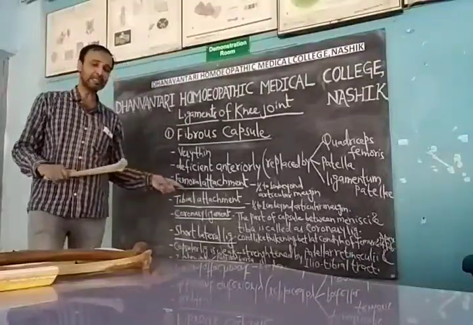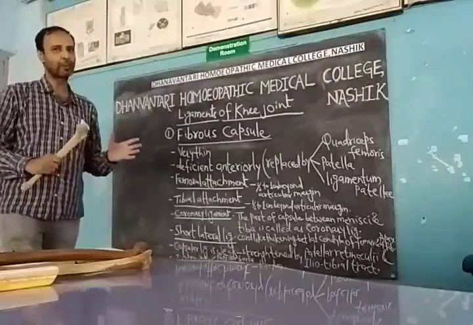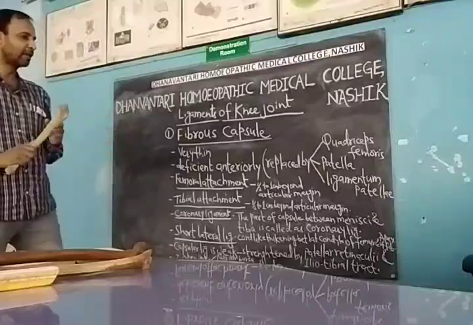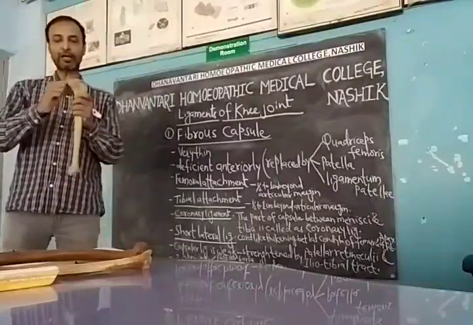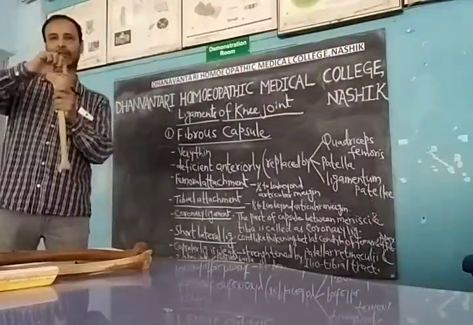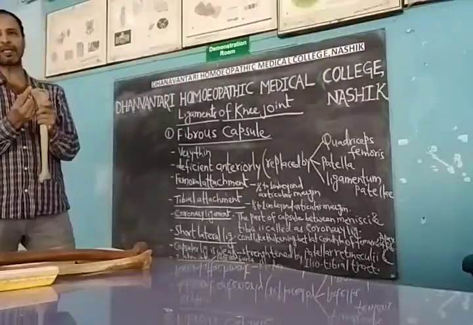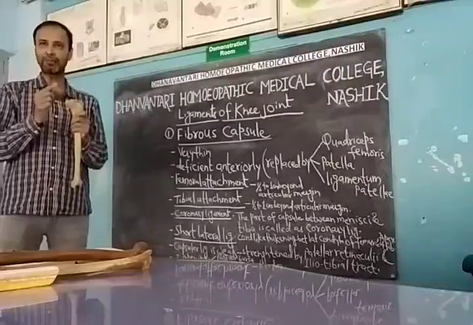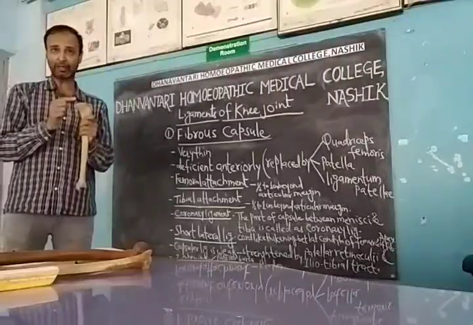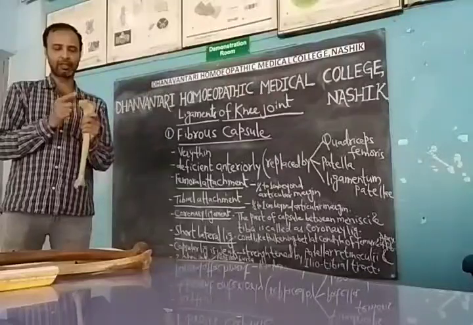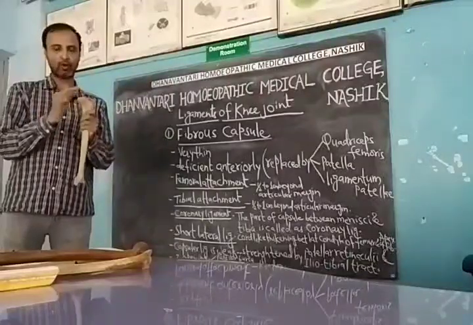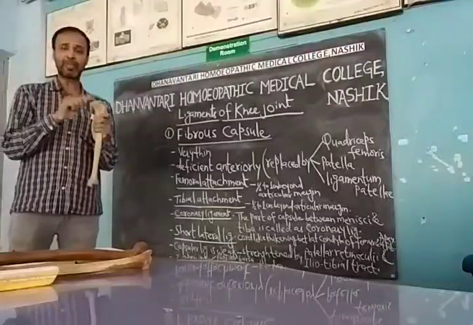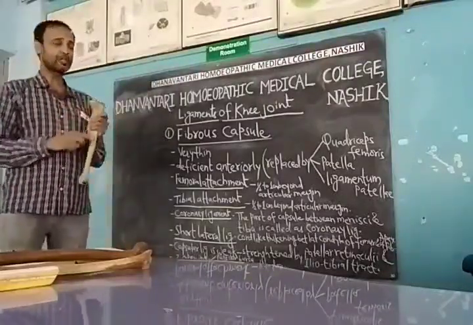Next we'll see this fibrous capsule, which in certain parts we also call the coronary ligament. What is the meaning of coronary ligament? It is the part of the capsule that is attached to the menisci. Again, I am repeating, the part between the menisci and the tibia is called the coronary ligament, because the menisci are cartilaginous and the capsule is attached on their lateral margin.